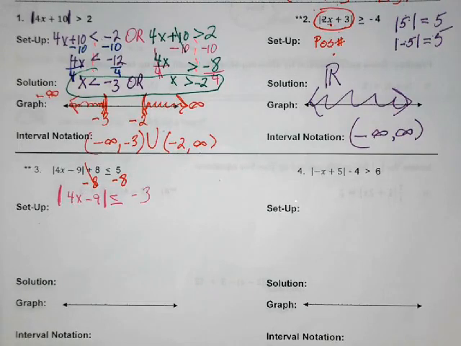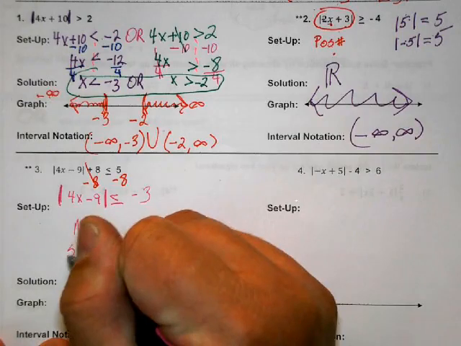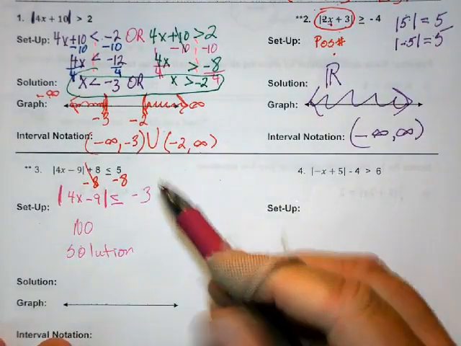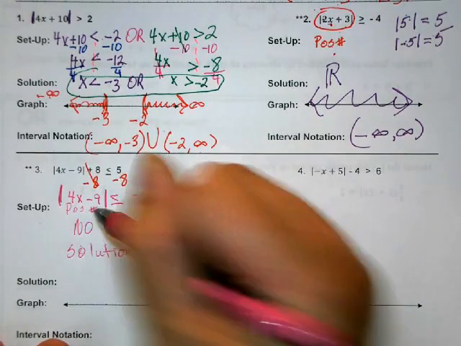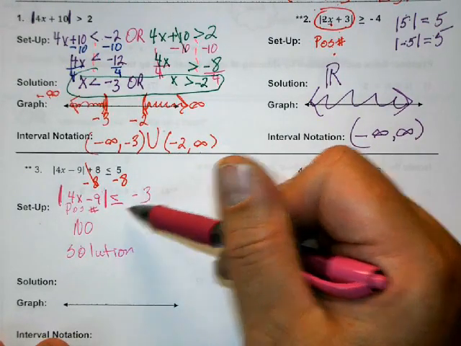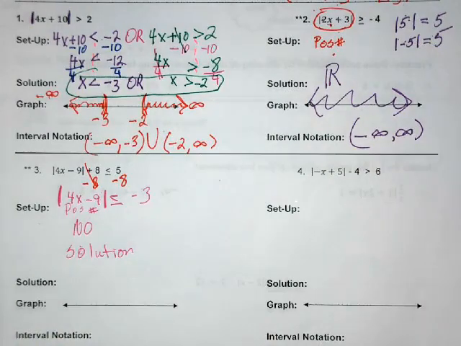Yes, I knew that. Again, this is going to be a positive number no matter what. It can never be less than a negative number. Right? A positive number can never be less than a negative number. So there's some thinking going on with absolute value, right?